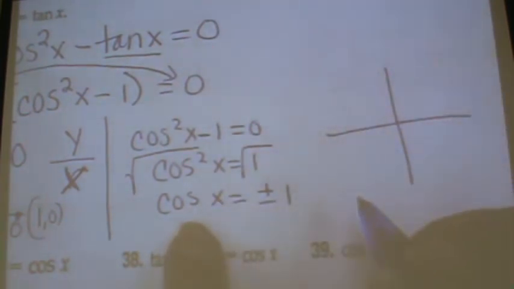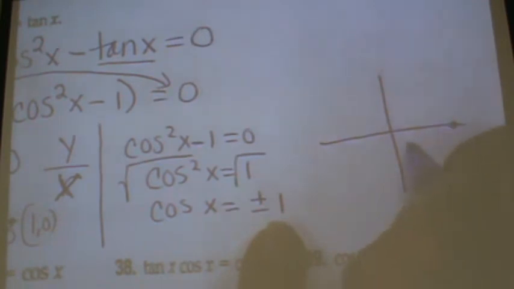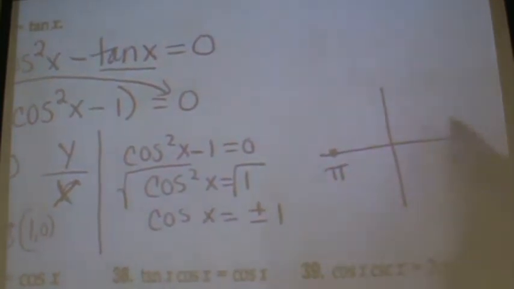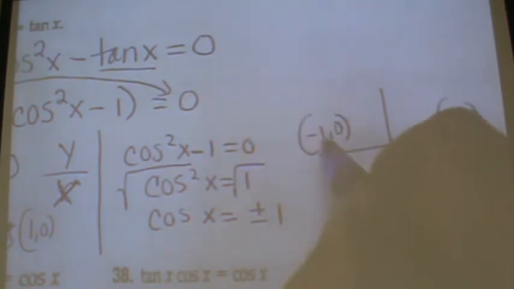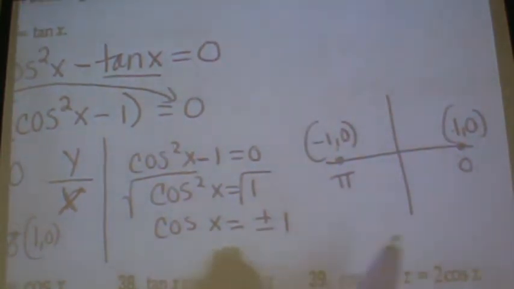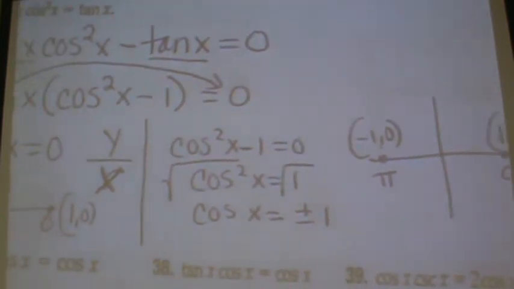So where do you get an x value? Because cosine is x over r. Where is the x value negative 1 and positive 1? Well, it's here and here again. 0 and pi. Because this ordered pair is 1, 0, and this is negative 1, 0. And the x value is 1 here and negative 1 here. So that's where cosine is 1 and negative 1. You get this?